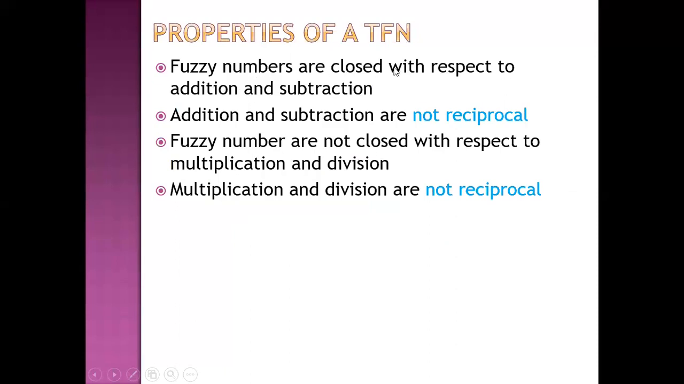Properties of triangular fuzzy numbers. Fuzzy numbers are closed with respect to addition and subtraction. That is, addition and subtraction result in another fuzzy number. However, addition and subtraction are not reciprocal. Fuzzy numbers are not closed with respect to multiplication and division. That is, division and multiplication of two fuzzy numbers may or may not result in a fuzzy number. Multiplication and division are also not reciprocal to each other.